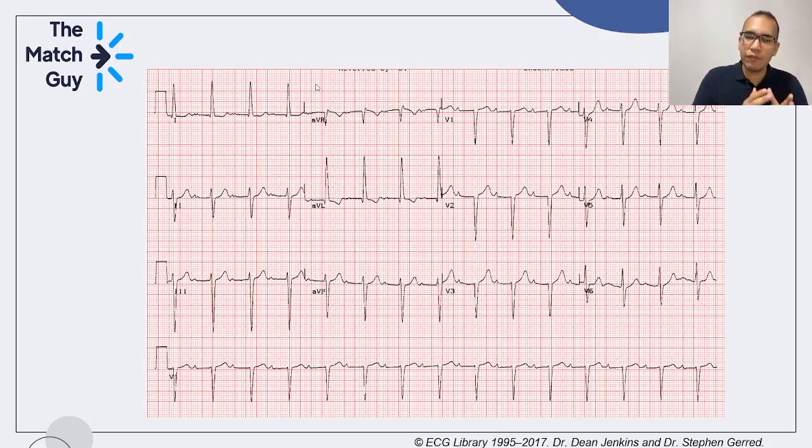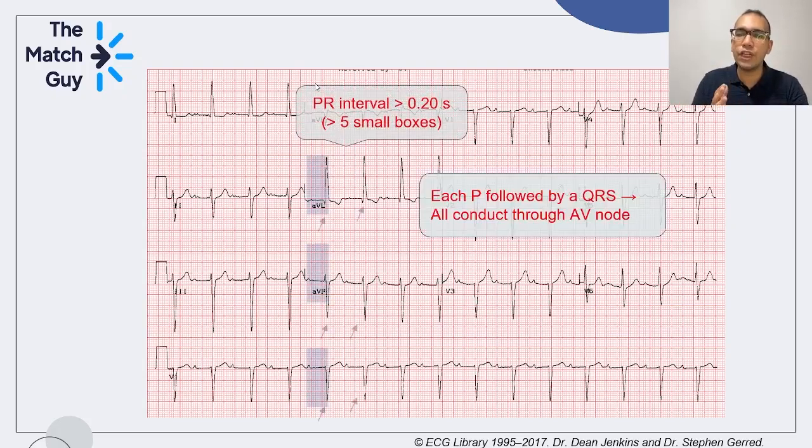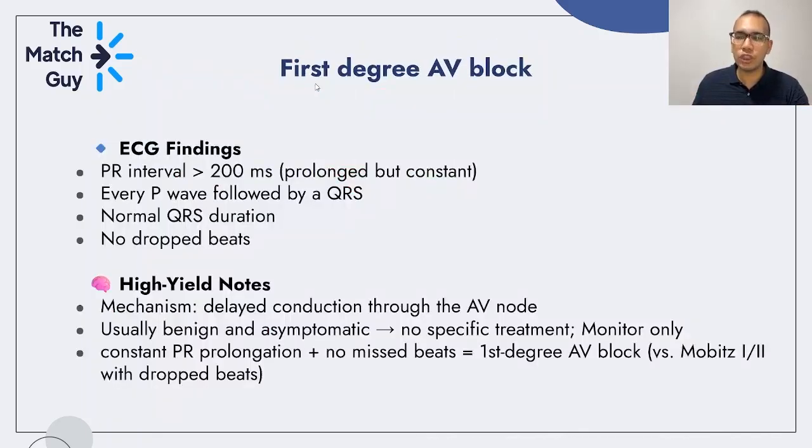And every P wave is still followed by a QRS complex. So a longer PR interval and the P wave is followed by the QRS complex. What is this? This is first degree AV block, and it's a benign condition. It doesn't need treatment, and that's the most important question that's asked about it. Does this need treatment? No, it doesn't. You just need to observe. And this is very common in athletic people, or also in people who take beta blockers or calcium channel blockers.